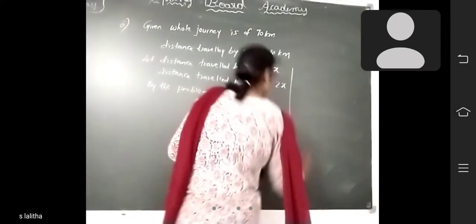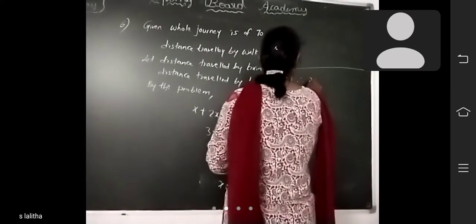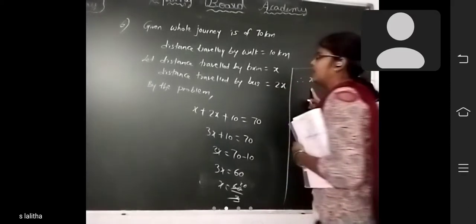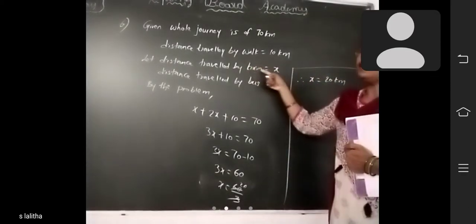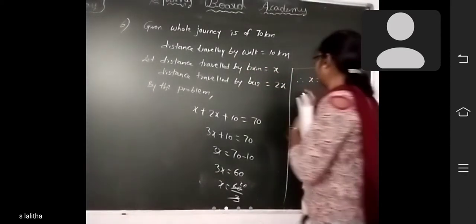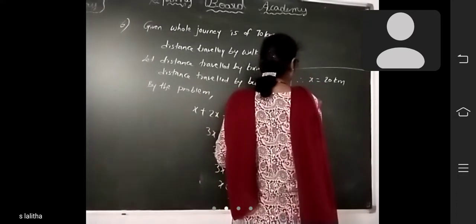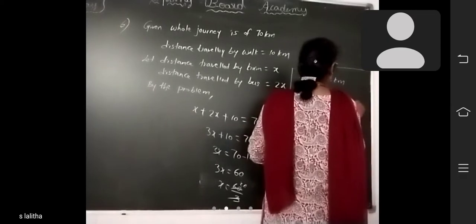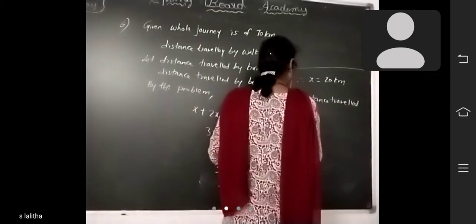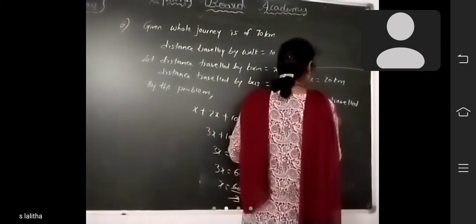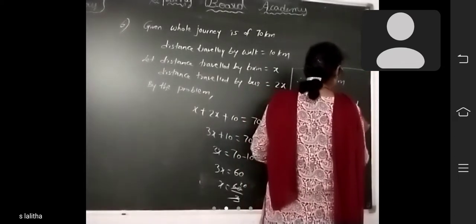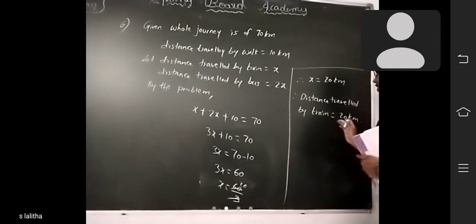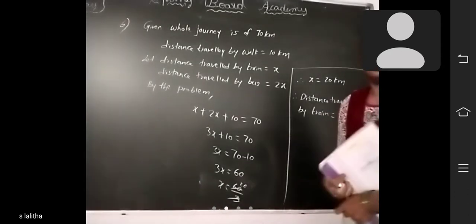Therefore x is equal to how much? 20 kilometers. What is x? By train. So therefore the distance traveled by train is equal to 20 kilometers. They asked the distance traveled by train only, so 20 kilometers. Okay, right.